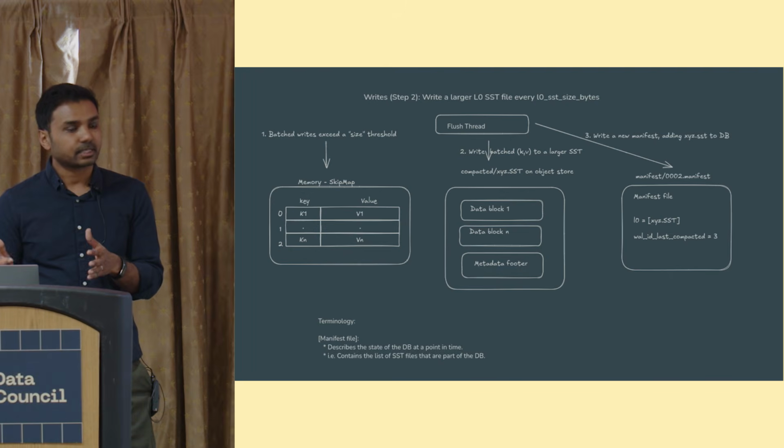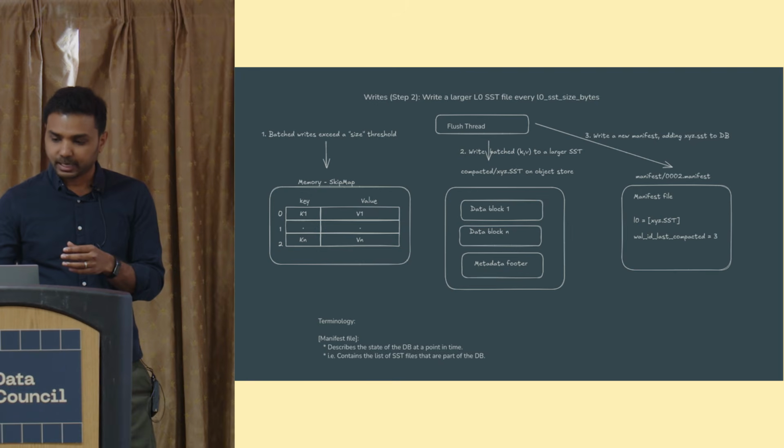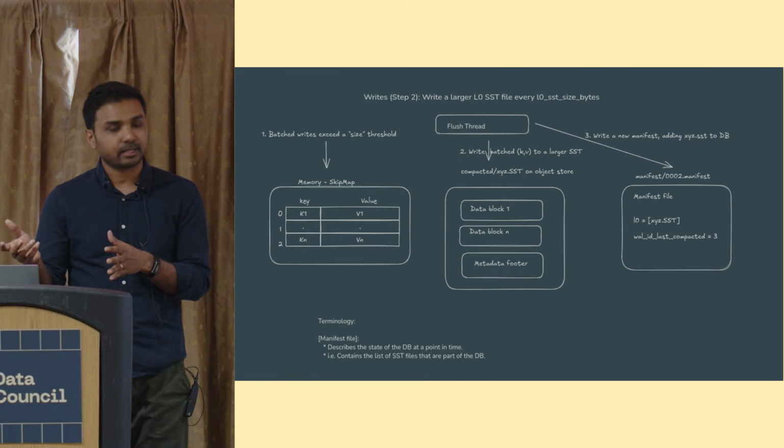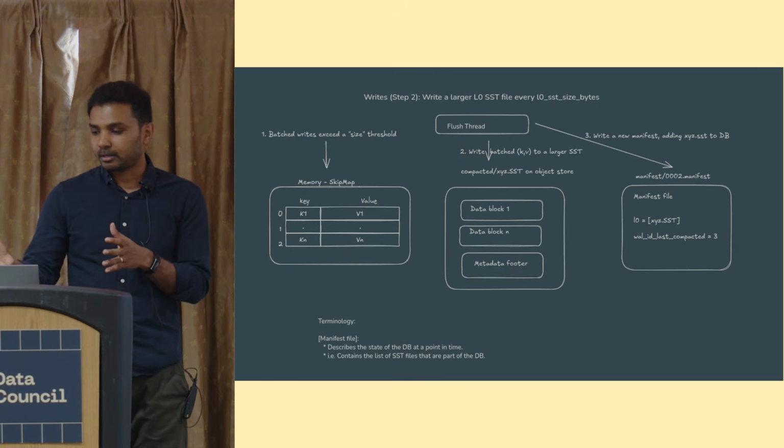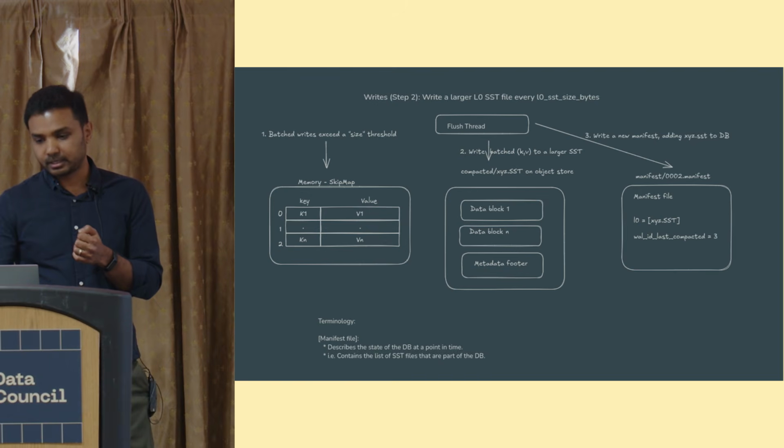A new manifest file is created, and in the manifest file, you see 2 properties. The first one is L0. It's an array of files. The XYZ is added to that, and then WAL ID last compacted is set to 3. As I shared earlier, it is using one of the techniques, which is numbered files and conditional writes. So the number 3 means write ahead log number 1 and number 2 are not part of the database anymore, and the content that was there is now in xyz.sst. So that is step 2 of writes.